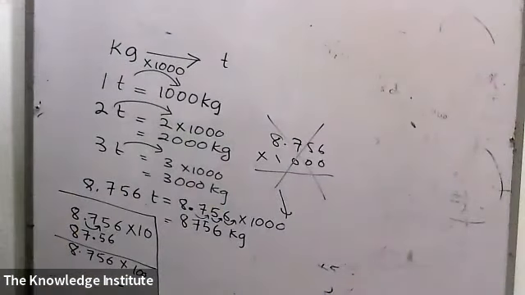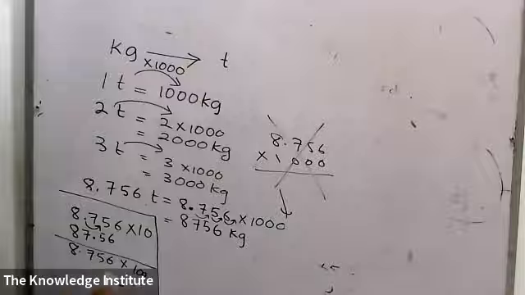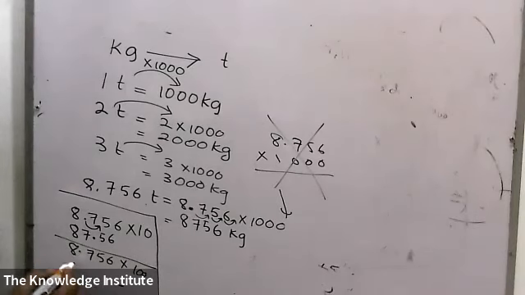Okay. 8.756. This time, let's say I'm multiplying by 100. How many zeros do you have? Two zeros. Then how many times do you have to move the decimal point? Two times. So initially it was here, 1, 2. So now there will be no more decimal point after 8. After 5, you will place the decimal point.